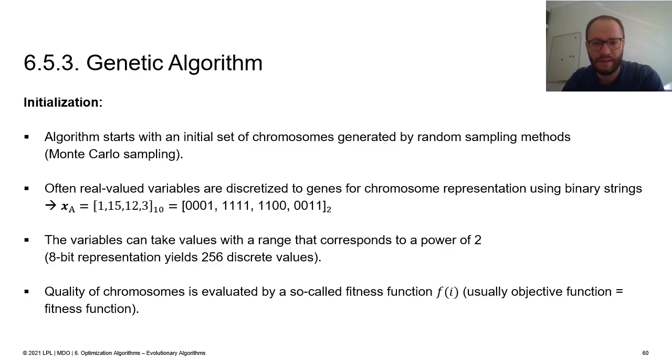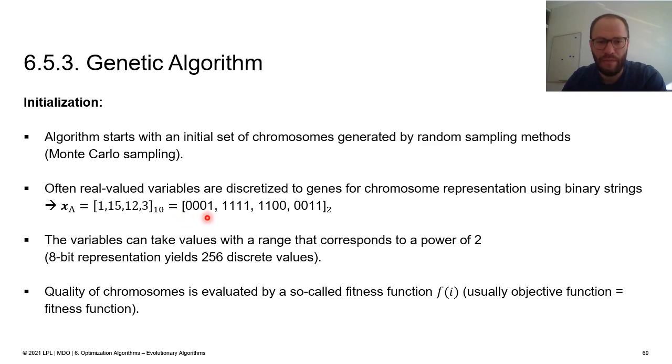The first phase is the initialization phase. So we start to create random sets of chromosomes with random sampling methods or Monte Carlo sampling. And here often real valued variables are discretized to genes or chromosomes. And how it is carried out, you can see here. So for instance, this is one individual, a design variable vector here with 1, 15, 12, and 3. And what you do now is convert it to the binary system.